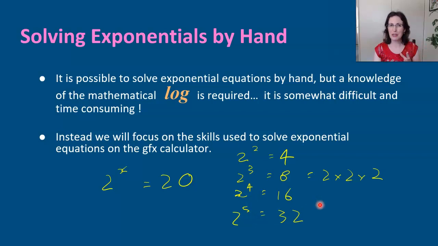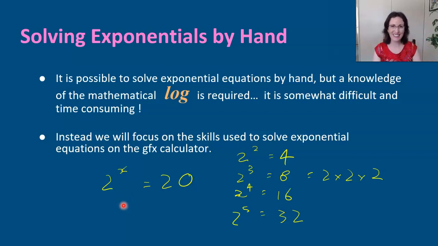What numbers do you think it would be between? Between that 4 and 5. It could be 4.2 or a number like that. So that's what we're going to be able to try and solve. You can do this by hand where we put logarithms on both sides and that brings x down out of the power, but that's not what we're going to do today.